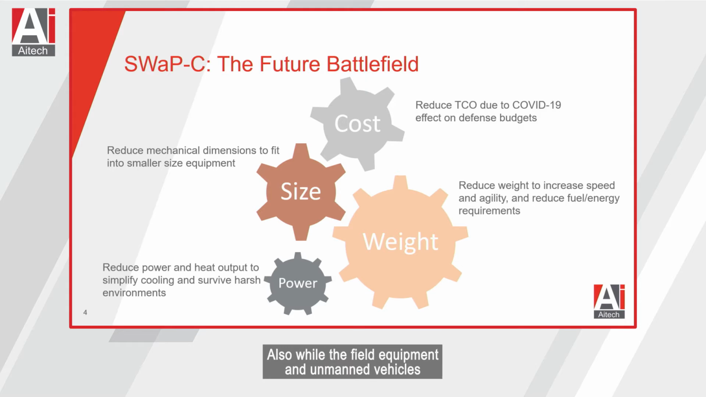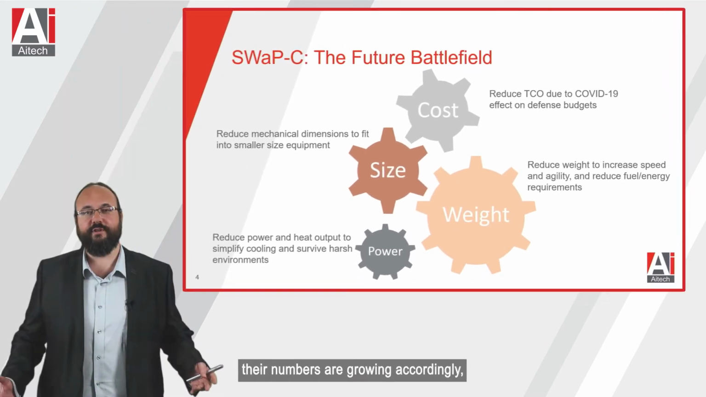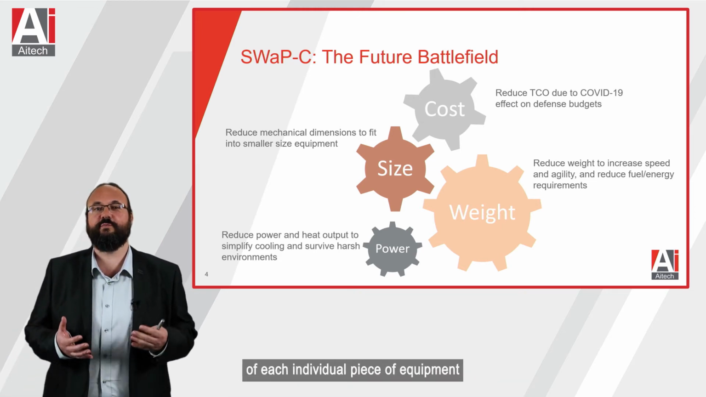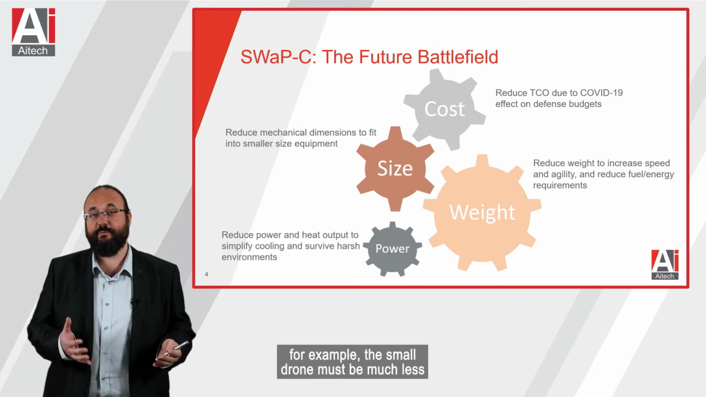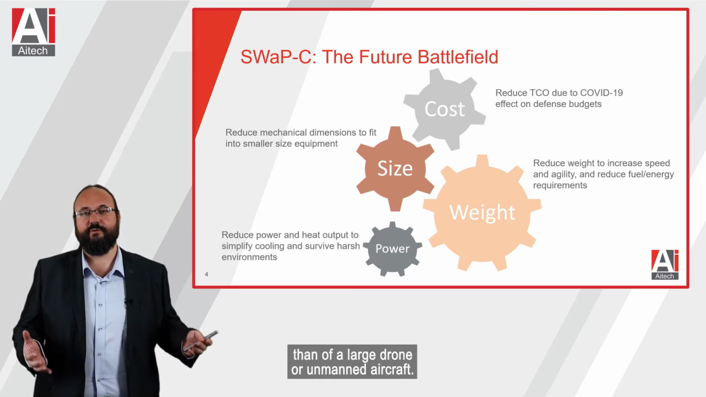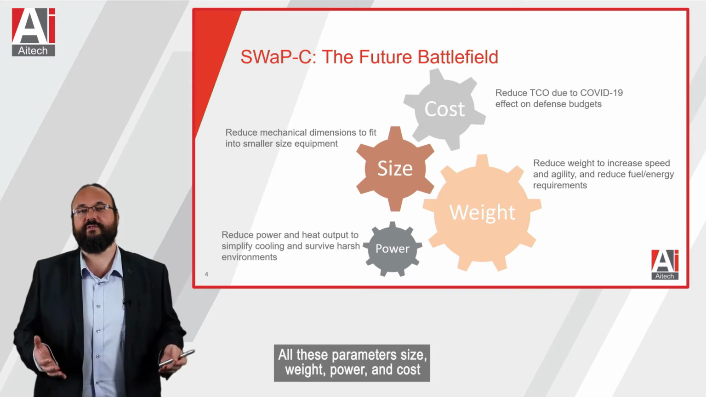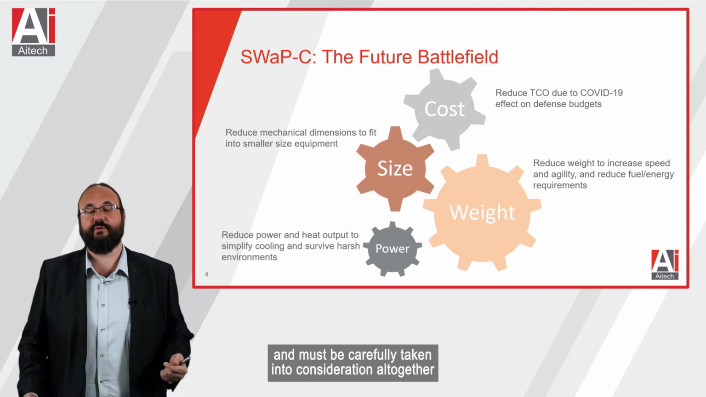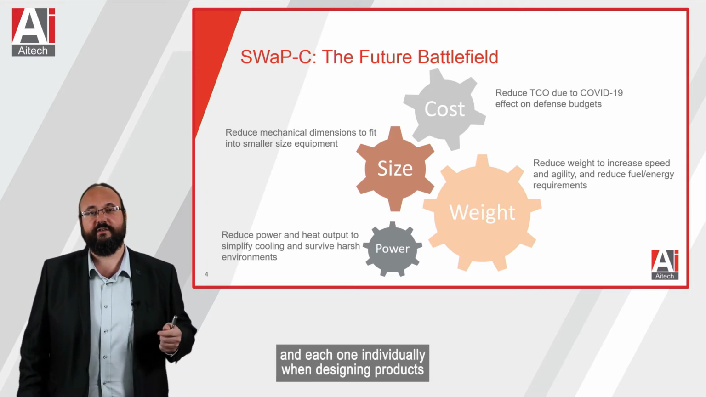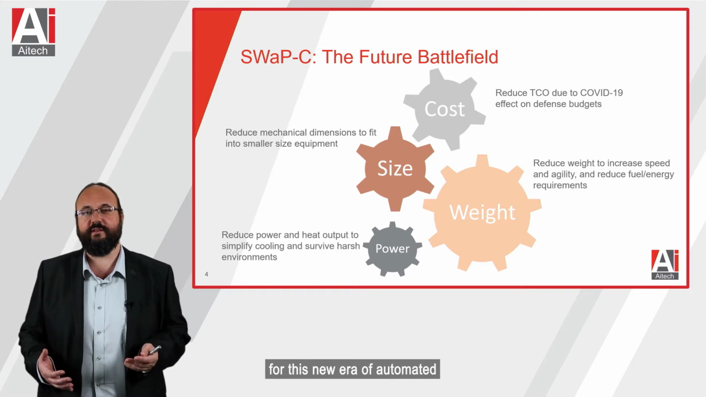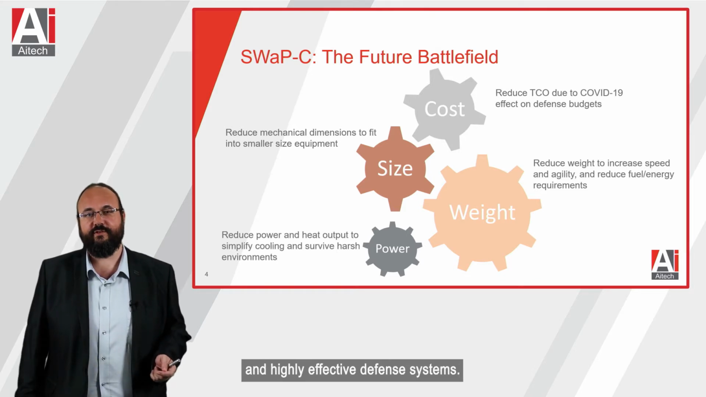Also, while the field equipment and unmanned vehicles are becoming smaller, their numbers are growing accordingly, which means the total cost of ownership of each individual piece of equipment, for example a small drone, must be much less than that of a large drone or unmanned aircraft. All these parameters, size, weight, power, and cost, affect each other and must be carefully taken into consideration, all together and each one individually, when designing products for this new era of automated and highly effective defense systems.